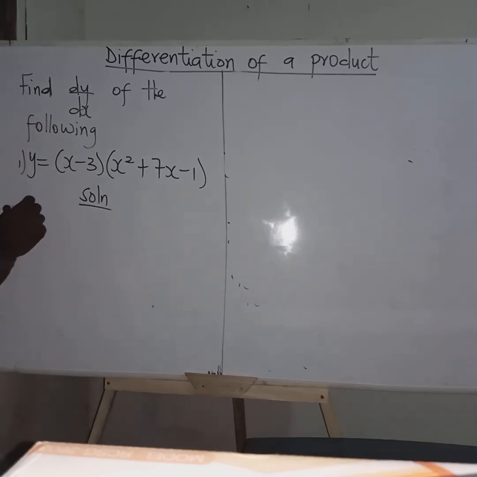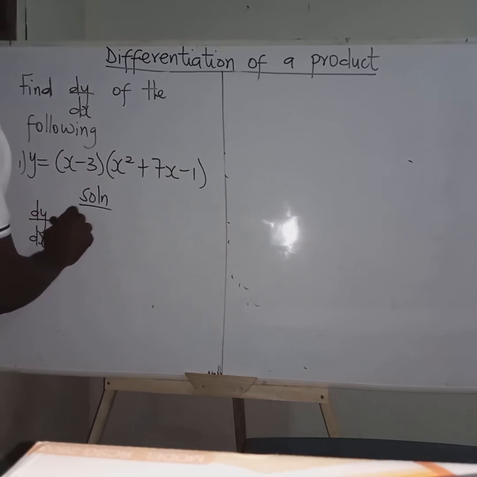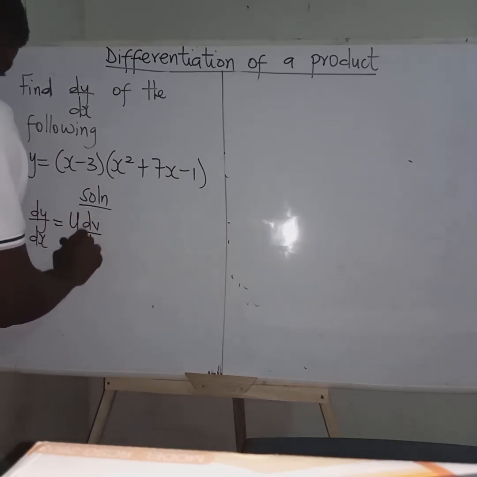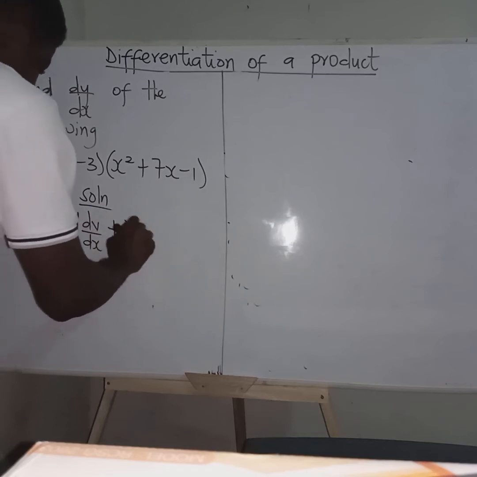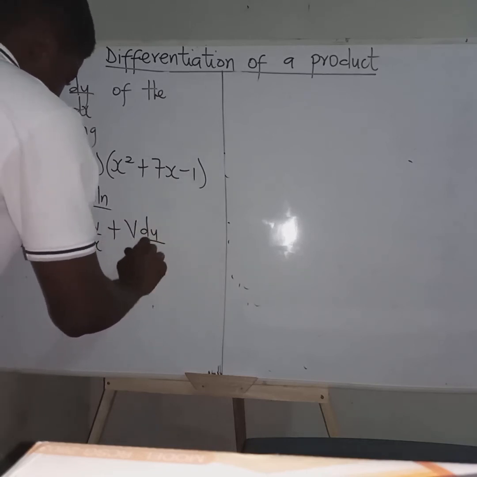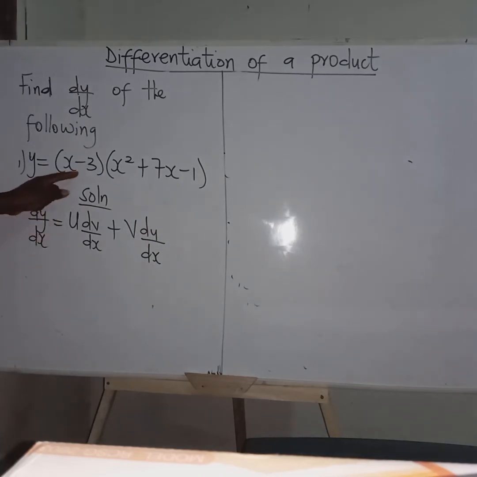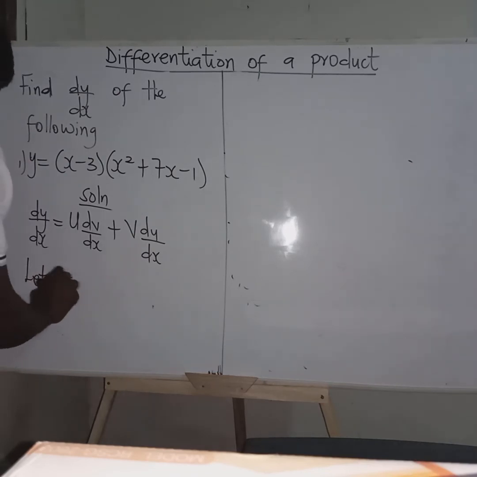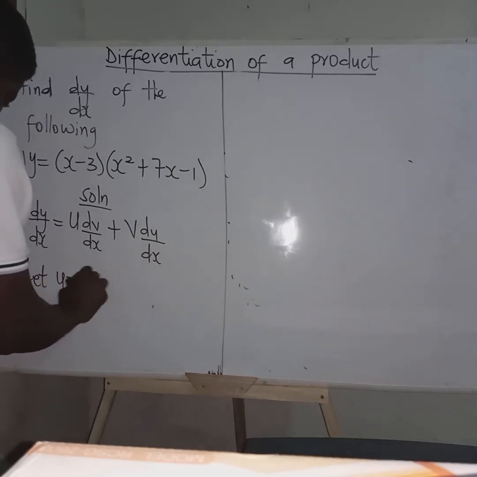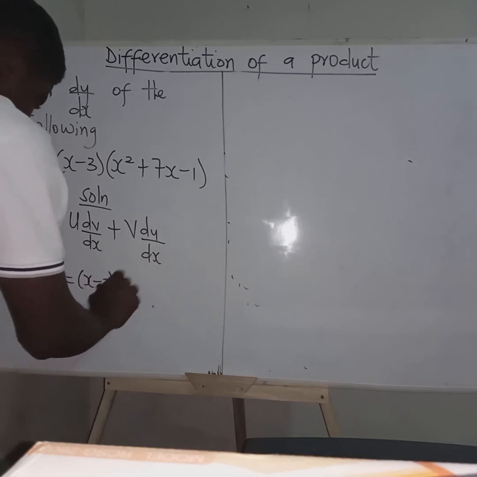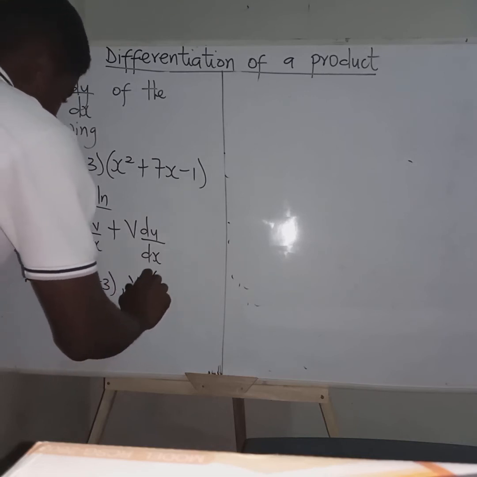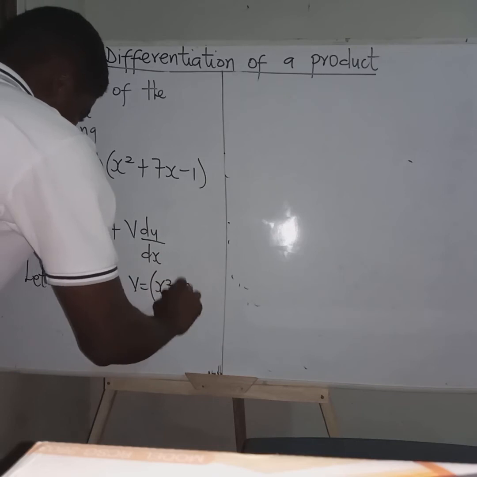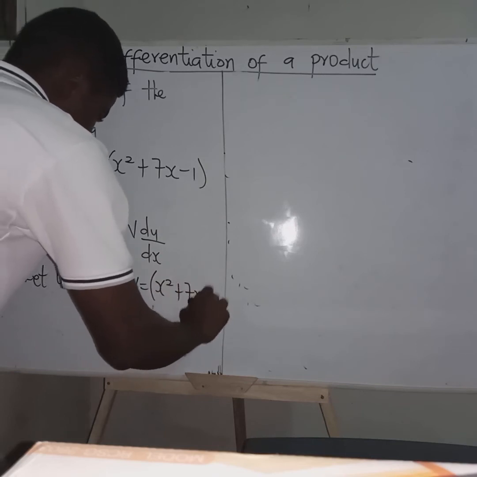So the product rule is giving us dy over dx is equal to u dv over dx plus v du over dx. So let u stand for this and v stand for the second term. So let u be equal to x minus 3 and v be equal to x squared plus 7x minus 1.